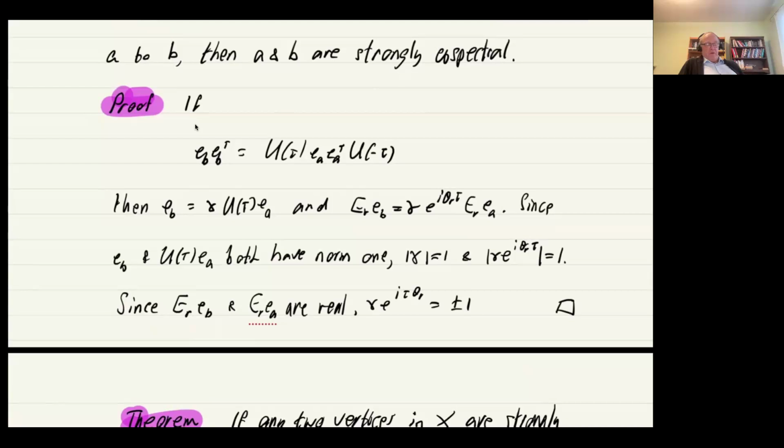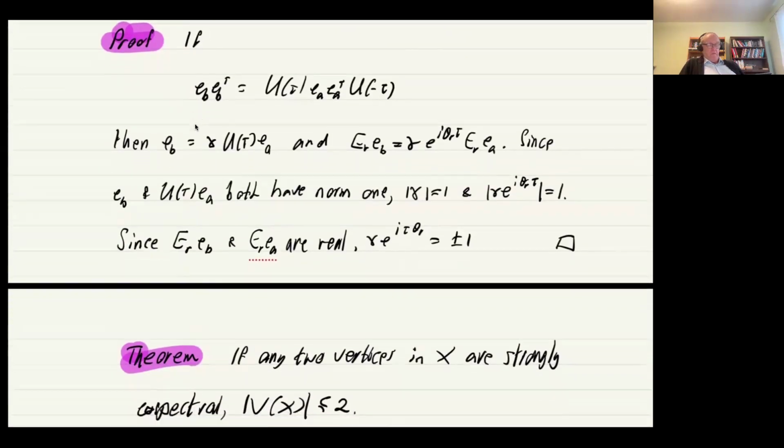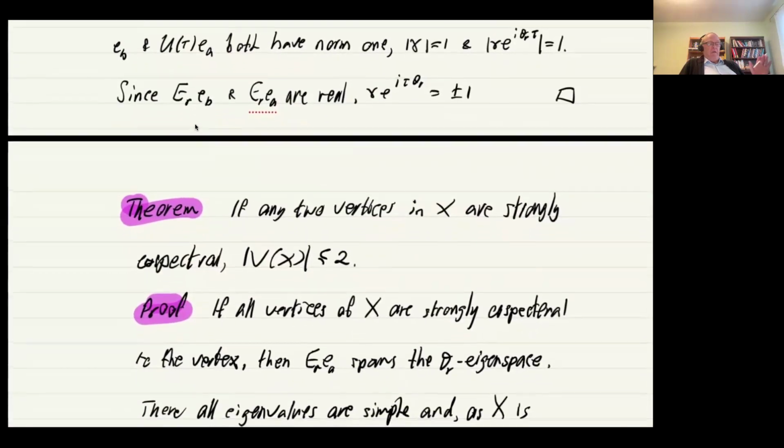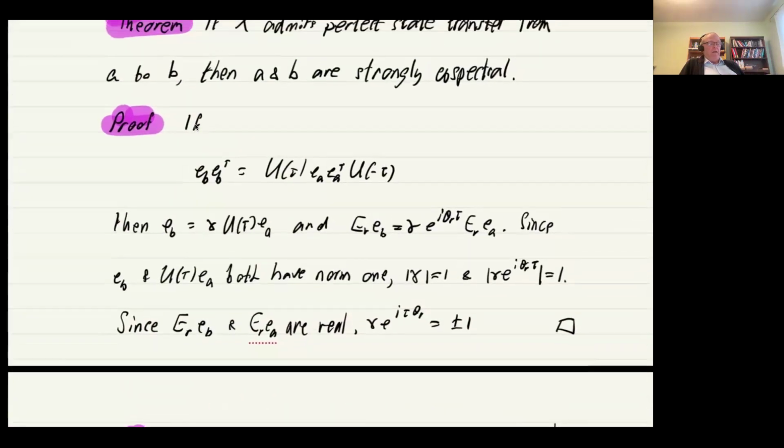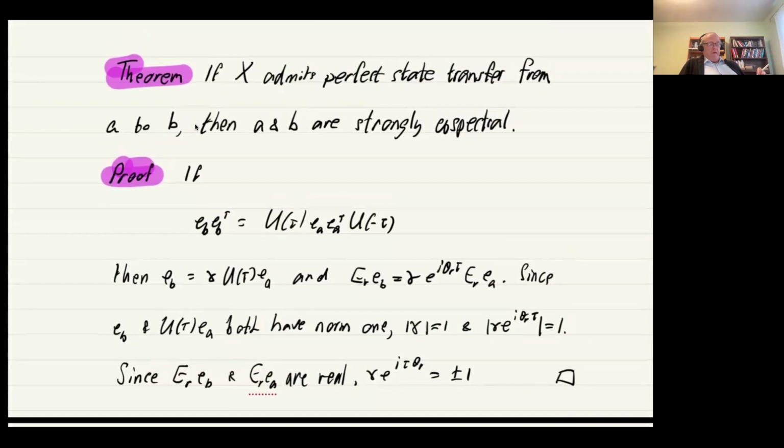Now, the sign matters. If you try to actually write out explicit characterizations of the existence of perfect state transfer, then you have to pay attention to those signs. I'm hoping to avoid that, so we'll leave it at that for now. There are details in the notes, but the point here is that if two vertices have perfect state transfer, they're strongly cospectral.